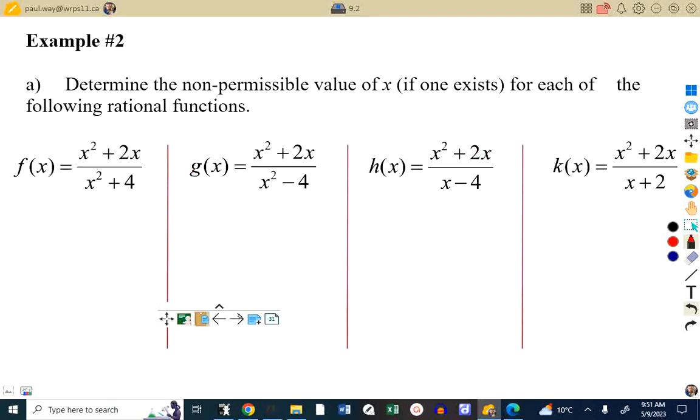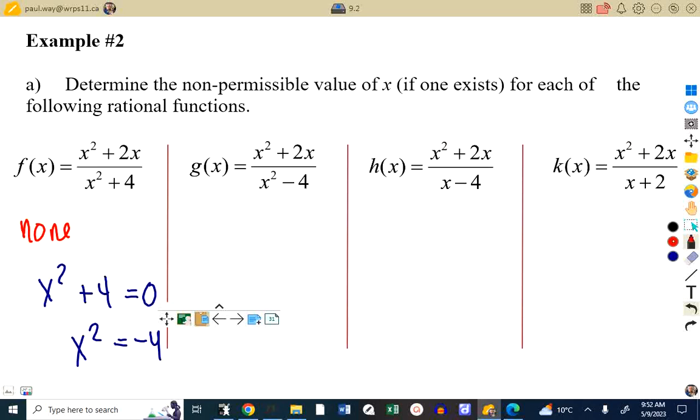Okay, determine the non-permissible value of x if any exists for each of the following functions. Well, this doesn't have any non-permissible values because, and I don't believe you necessarily need to write this down, you're thinking about solving this equation to figure out where the denominator is 0. Where does x squared plus 4 equal 0? Well, if I subtract 4 from both sides, I end up trying to solve this brain buster, which is impossible because you cannot take the square root of a negative.